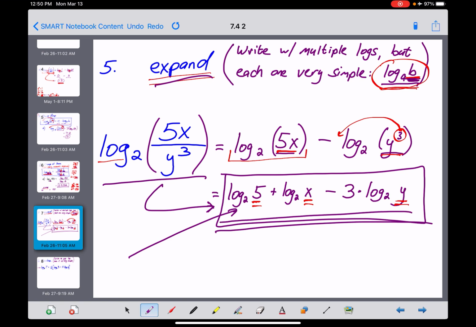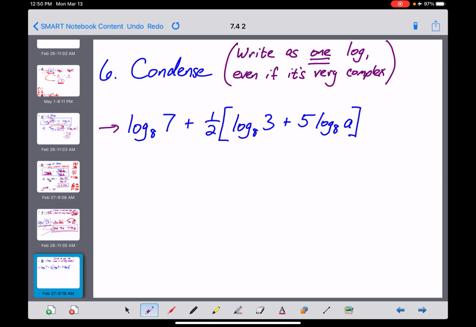This one has multiple logs added or subtracted, and it began life as one single logarithm. We're going the opposite direction here. We've got 3 different logs, and we eventually want this down to just one logarithm. So let's see what that one would look like. You kind of have to work your way from inside out, guys.